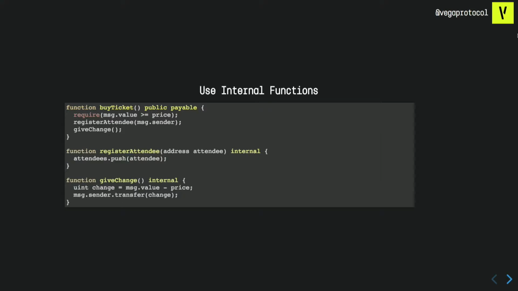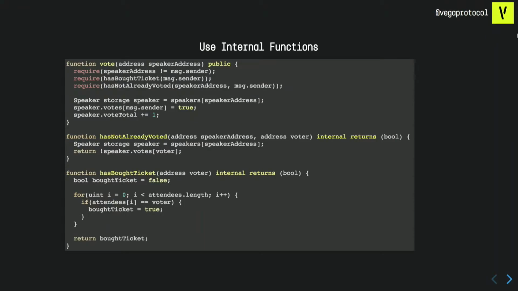Just by splitting out the code into these separate internal functions, I've made my buy ticket method a lot more readable. I've said that buying a ticket basically means checking that the value is bigger than the price, and then you can register the attendee and give some change. By putting them in separate functions, it's very clear which function is doing what purpose it has. It's a lot easier to test. It's shorter, more readable, etc.